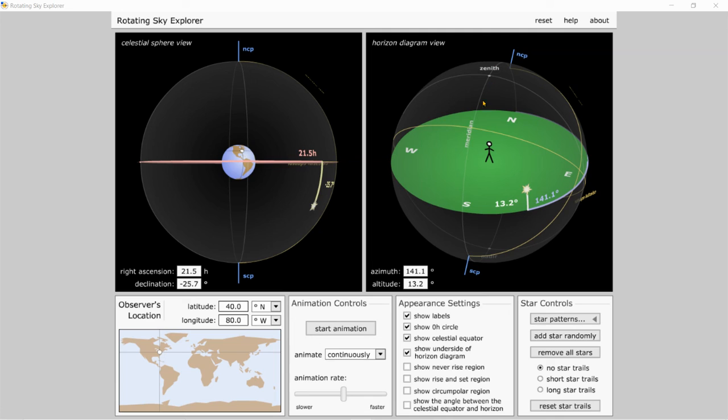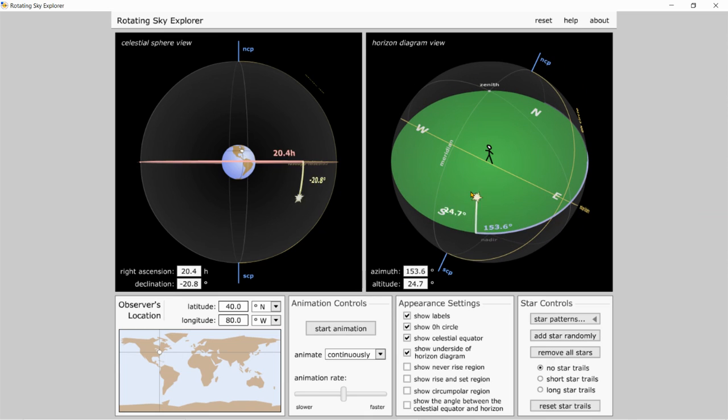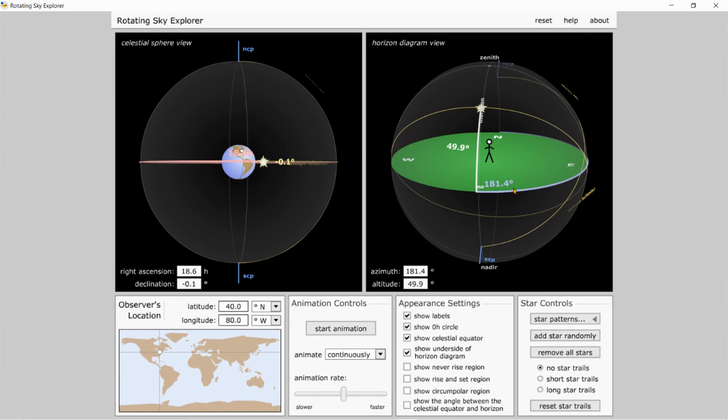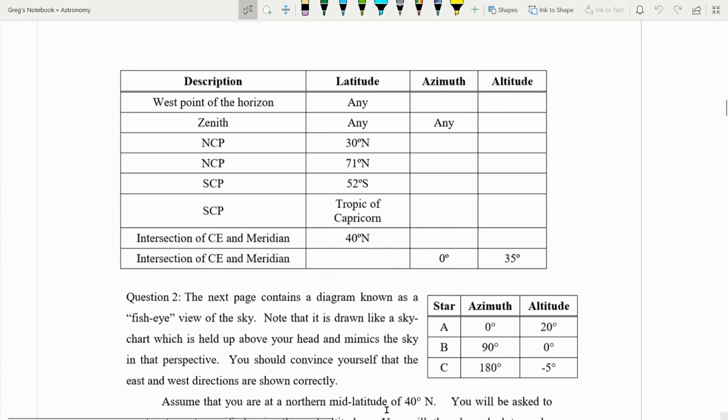Okay, so here's our meridian line coming right through here. And here is the celestial equator. So what we want to do is take this star and put it right where these two cross, right here. That's close enough, right? My azimuth is 181.4 and 49.9 is my declination. So we'll just jot those down right here. And again, the reason I'm doing this video, you can back it up, you can fast forward, you can do whatever you need to get these numbers in here, okay?